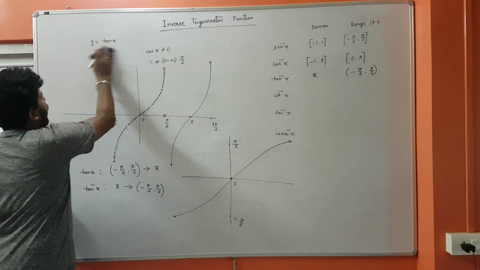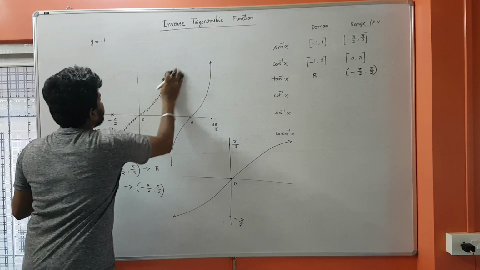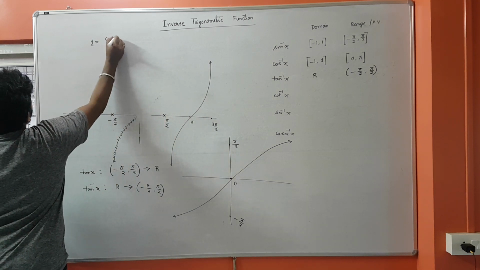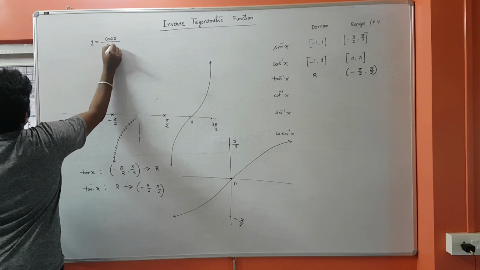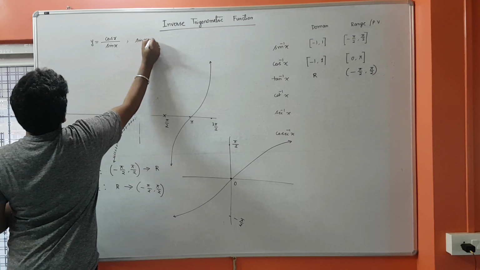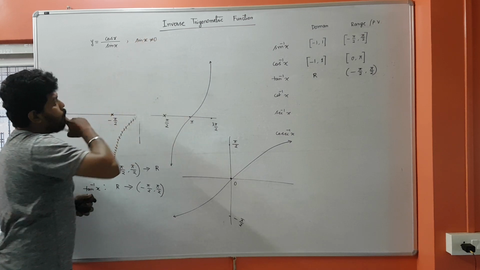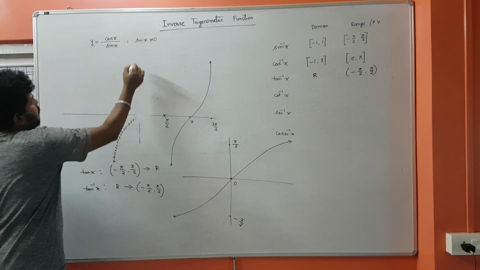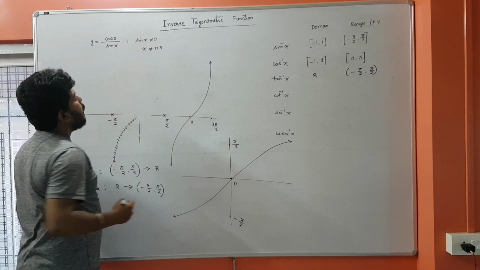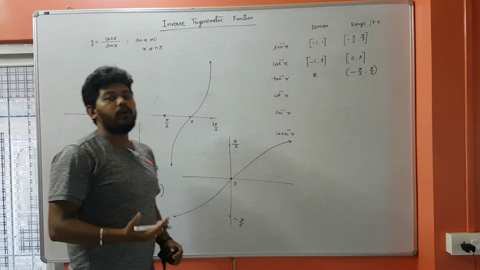Similarly, we can write what is cot x. Cot x is cos x by sin x. Therefore, sin of x not equal to 0. For sin x equal to 0, cot x is undefined. Hence, x not equal to n pi. For integral multiple of pi, cot x is undefined.